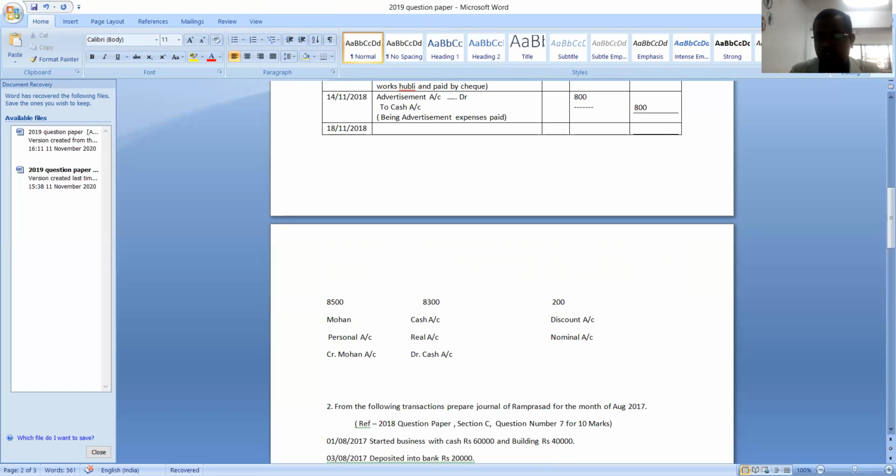Discount account is a nominal account, right? What is the rule of nominal account? First of all, why is discount account a nominal account? Here we are given him discount, which means it is a loss, so all expenses and losses belong to nominal account. What is the rule of nominal account? Debit all expenses and losses, credit all incomes and gains. So here discount is a loss. That is the reason which account should be debited. Discount account should be debited.